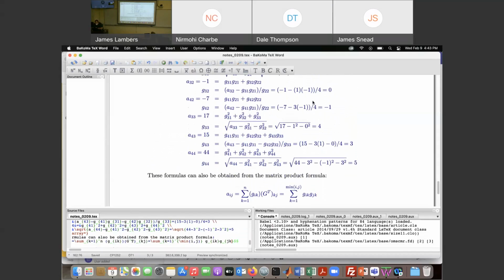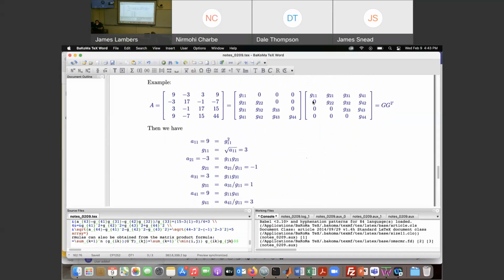So, questions about this process of computing the Cholesky factor?